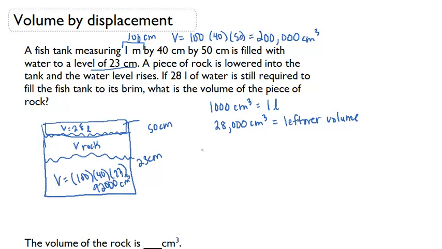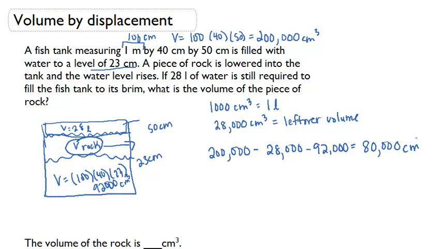So if we're trying to figure out how much capacity the rock took up in the tank, or the volume of the rock, we can do 200,000 minus 28,000 and then minus 92,000. And if we do that, we get 80,000. 80,000 cubic centimeters is the volume of the rock.